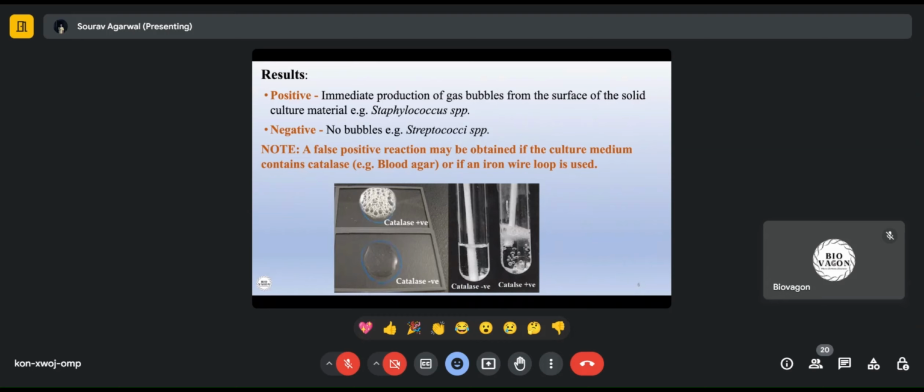While performing these tests, we need to make sure about these two things. We need to be careful because you can get false positive reactions if we grow our organism on a culture media containing catalase, such as blood agar, or if we use an iron wire loop while picking up our colony for this reaction. Can anybody tell why we are not supposed to use an iron wire loop for this reaction?